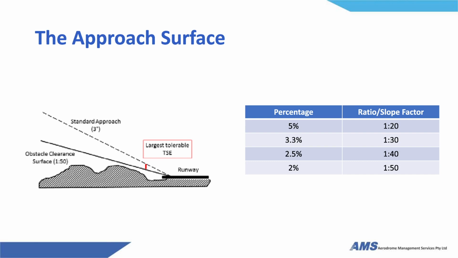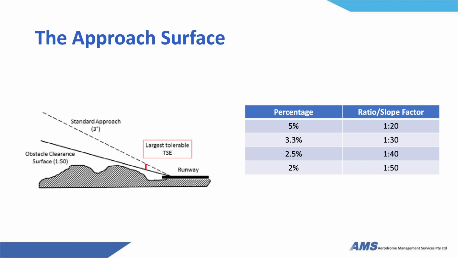So our approach surface will be referred to as a slope factor. Our approach surface sits under our 3-degree approach slope, which aircraft take to meet the touchdown zone. But as we know, our obstacle limitation surface originates 60 metres from the end of our runway, or at the end of our clearway. So depending upon the percentage of our approach surface, will give us a slope factor.